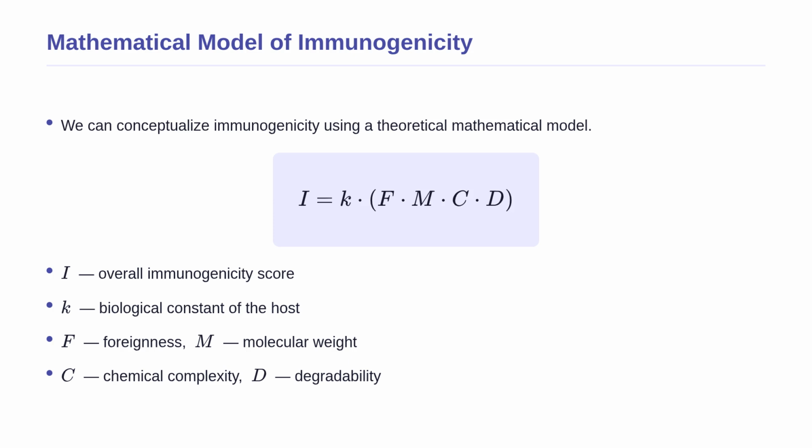Inside the parentheses, F represents foreignness, or how different the molecule is from the host. M stands for molecular weight, as larger molecules trigger stronger responses. C is chemical complexity, and D represents degradability, which is how easily immune cells can process the antigen. If any of these intrinsic variables, like foreignness or molecular weight, drop to near zero, the overall score I drops significantly, and the immune system ignores the molecule.